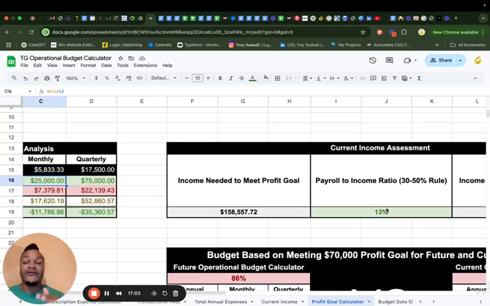Once it goes over 50, it's going to be red. You are spending over 50% of what you're bringing in monthly on payroll. Yikes. Watch out, freeze, make some changes. Either you need to bring in some money or you need to cut your payroll.